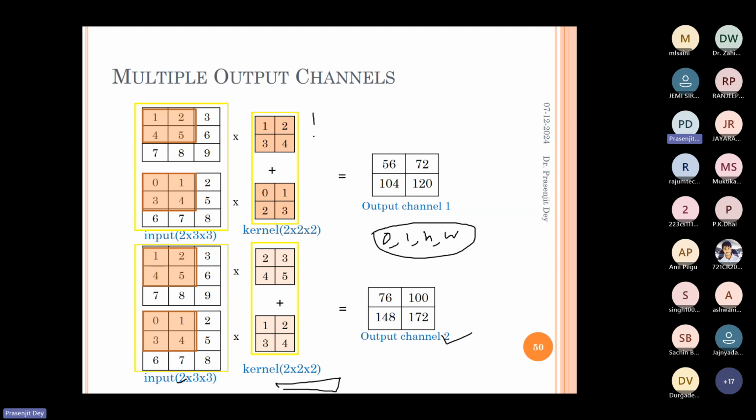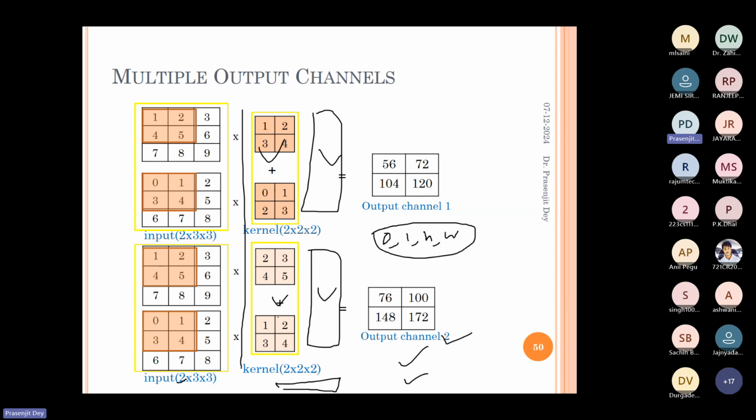So suppose you are applying another 2 kernels. Instead of 2 3D kernels, if you want to apply 4 3-dimensional kernels, then the number of output channels will be 4. In that case, you will have a kernel like this, where the first dimension, which is the number of output channels, will be 4.